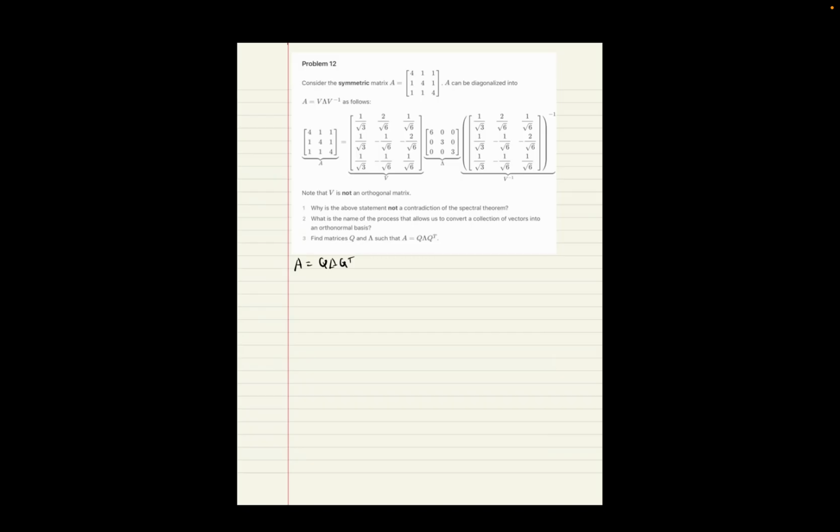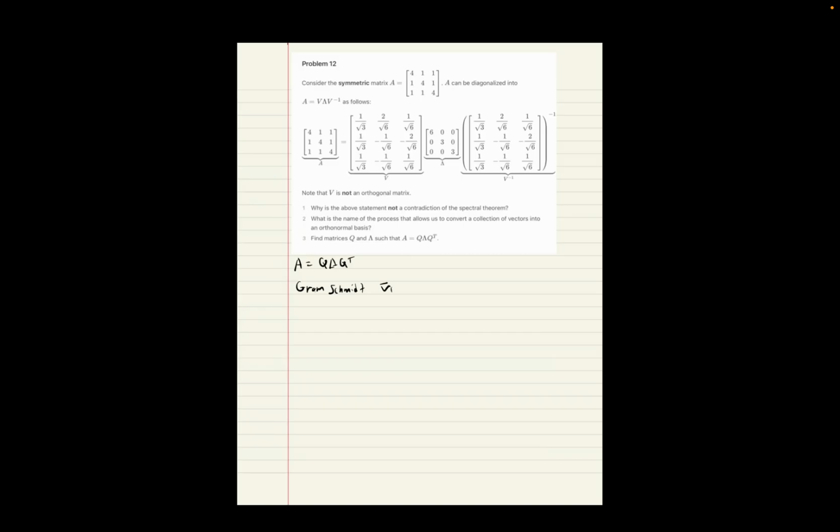The next question asks, what's the name of the process that allows us to convert a collection of vectors into an orthonormal basis? The name of this process is the Gram-Schmidt process. And applying it to this problem would work as follows.